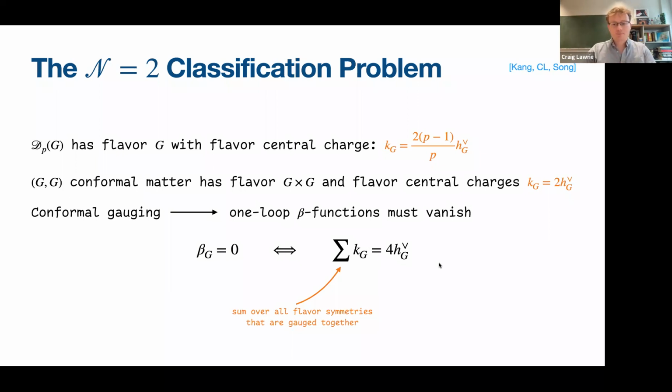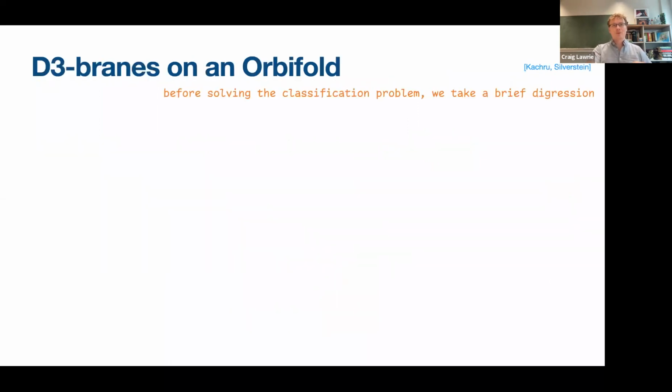Okay, so that's the task we have set ourselves now, as to basically solve this equality for all possible configurations of collections of these kinds of theories. And I'm not going to tell you the answer immediately. The first thing I'm going to do is tell you about a totally different problem, which is just the D3 branes on an orbifold.